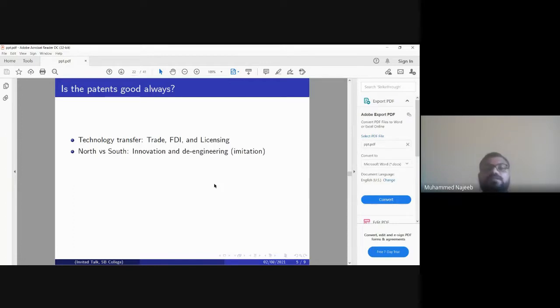Given this background, there was always a contradiction between North and South. North means rich countries in patent literature, and South means developing or underdeveloped countries. What happened? The northern countries will always do innovation because their intellectual property rights are very strong. So they will innovate and they will trade that good to other countries.